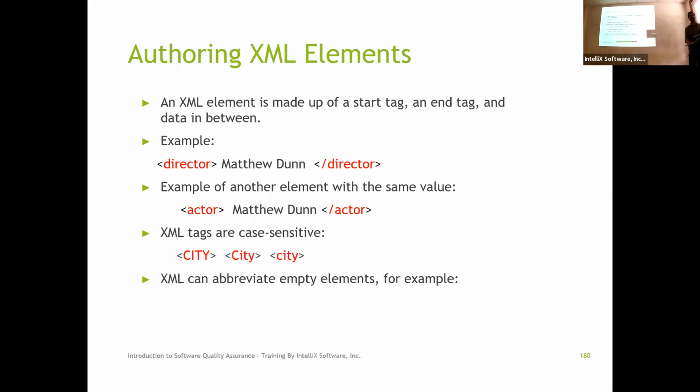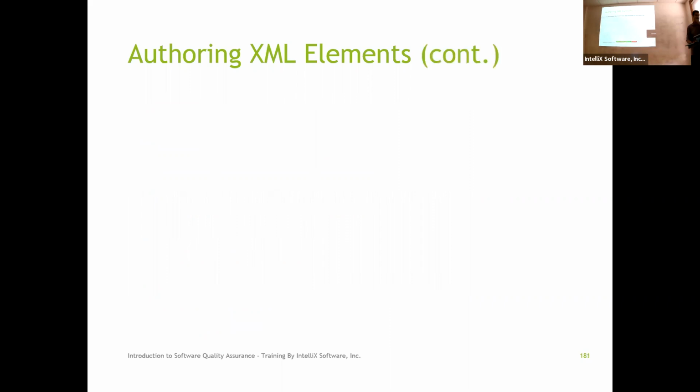The only difference is if there is no data, I can abbreviate the tag. If you look at it, there's no data. It's an empty tag: start tag, no data, end tag. I can abbreviate that to be like this. So if you see a tag in XML like this, all it says is it's exactly equal to the full form, but there's no data in between.